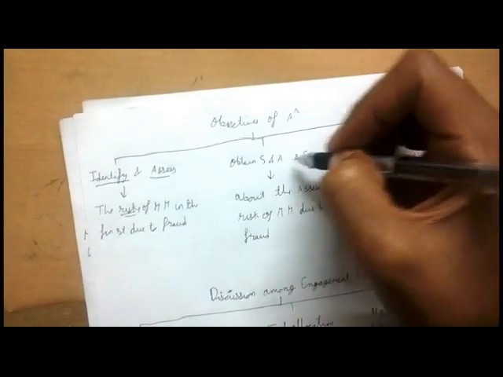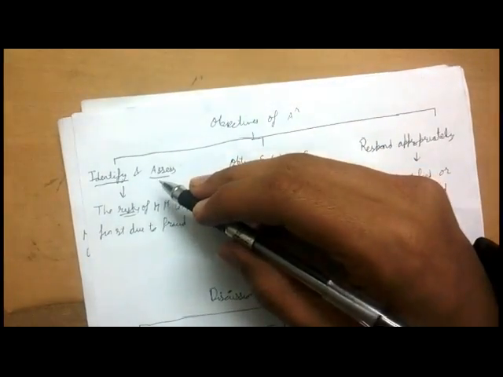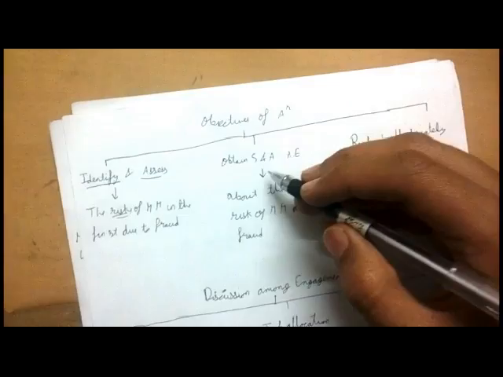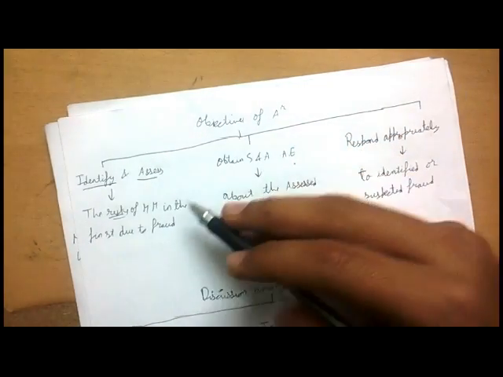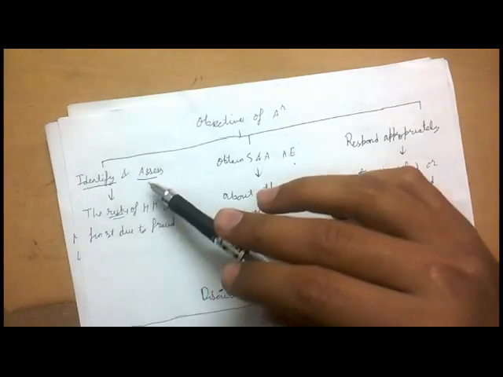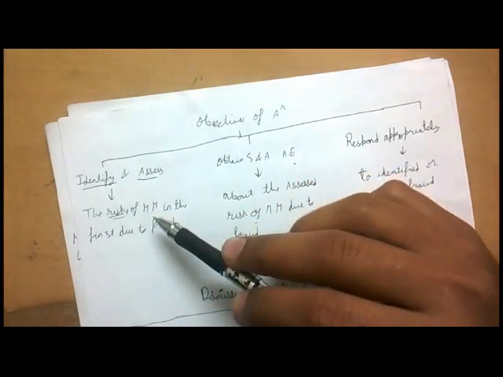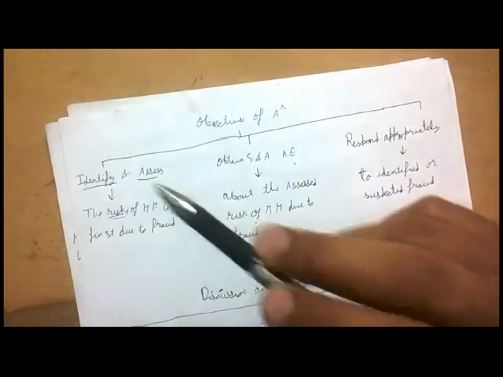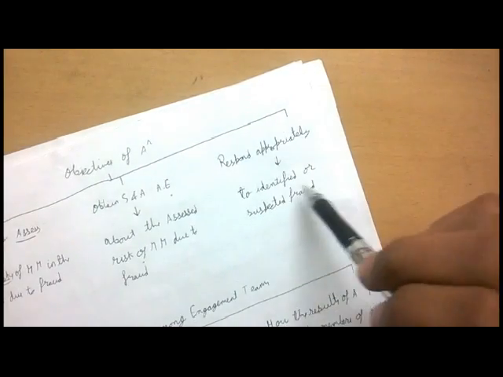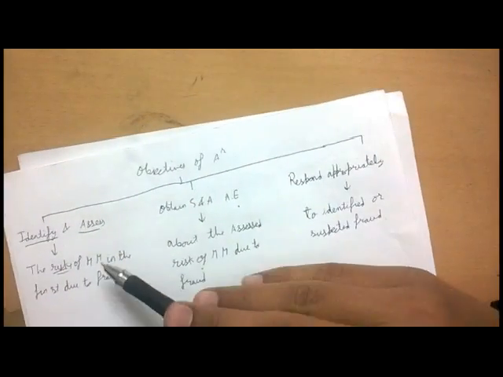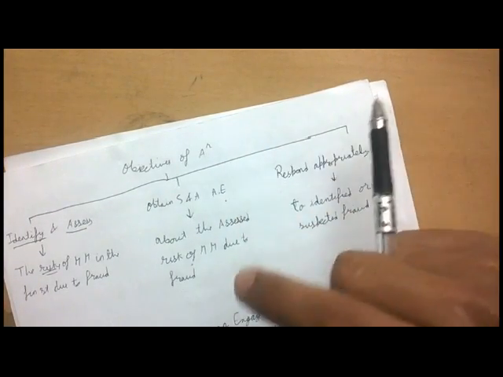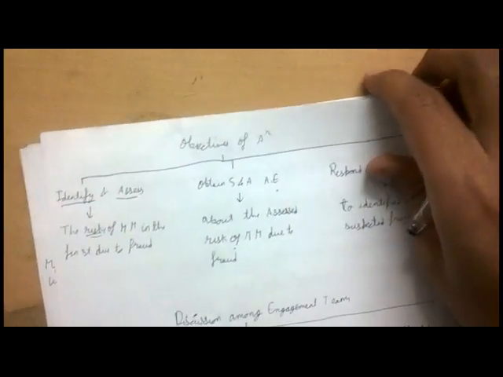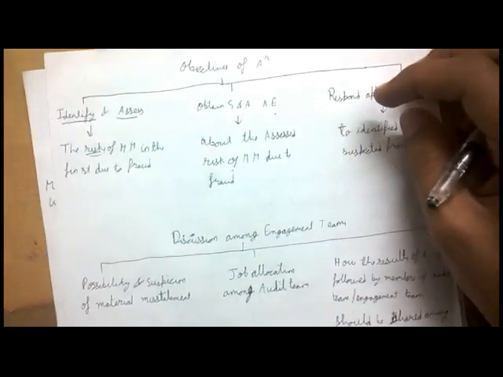Then obtain sufficient and appropriate audit evidence about the assessed risk of material misstatement due to fraud. Then respond to those assessed risks, and respond appropriately to the identified or suspected frauds. Right? First of all, identify, then obtain evidence, then respond to them. This is the objective of the auditor: identify, obtain evidence, and then respond.